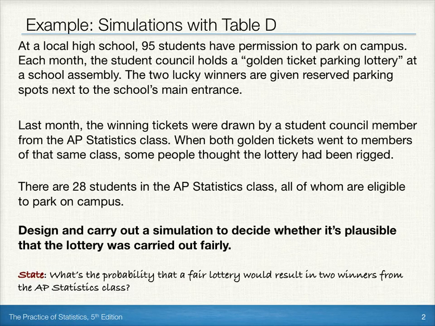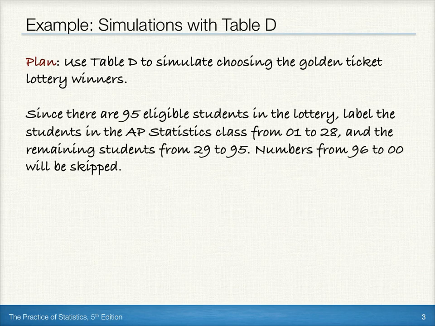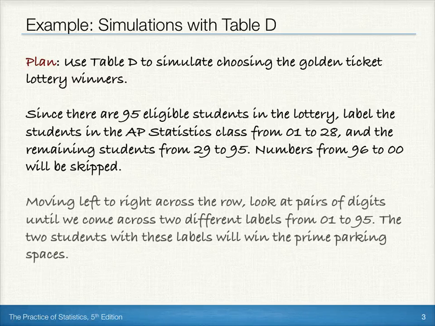So we state our problem. What's the probability that a fair lottery would result in two winners from the AP Statistics class? Our plan is to use Table D to simulate choosing the golden ticket lottery winners. Since there are 95 students in the lottery, we'll label the students in the AP Statistics class from 01 to 28, and the remaining students from 29 to 95. Numbers from 96 to 00 will be skipped. Notice each student receives a 2-digit label.